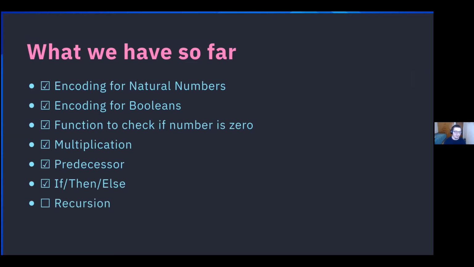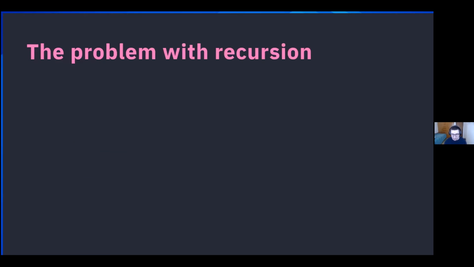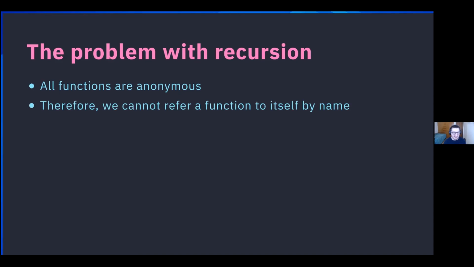So okay, now we have the if then else that works in our JavaScript lambda world, and now we need to do recursion. And recursion is tricky, because the problem with recursion in lambda calculus is that all functions are anonymous, right? And since all functions are anonymous, we cannot call ourselves, because I'm defining the body of the function. I cannot call this function by its name, because it doesn't have a name. So I need to receive it somehow, right?